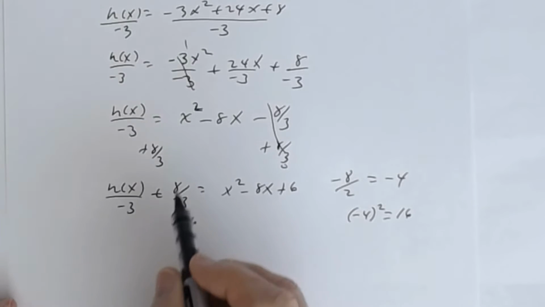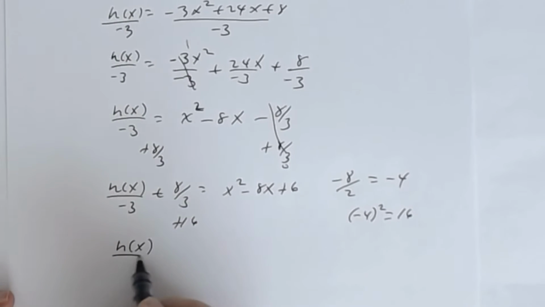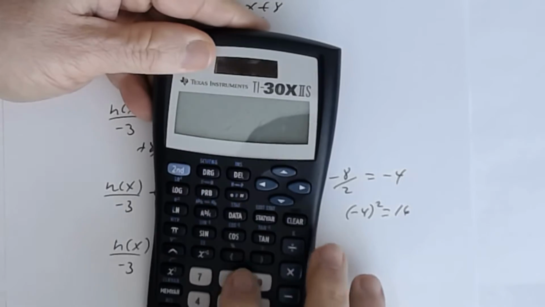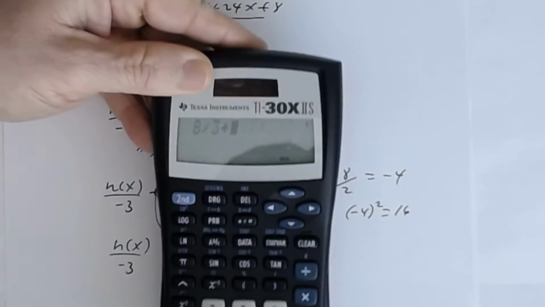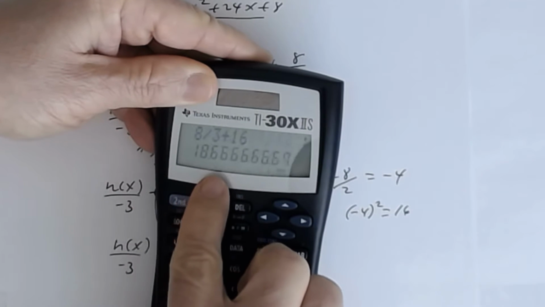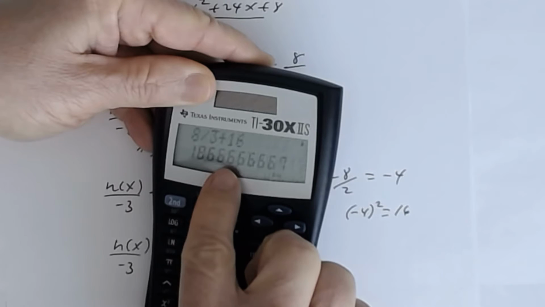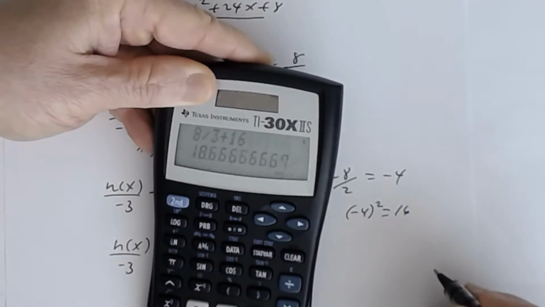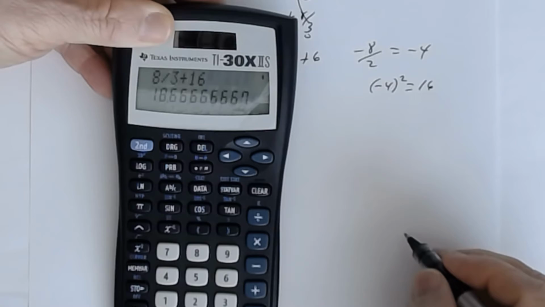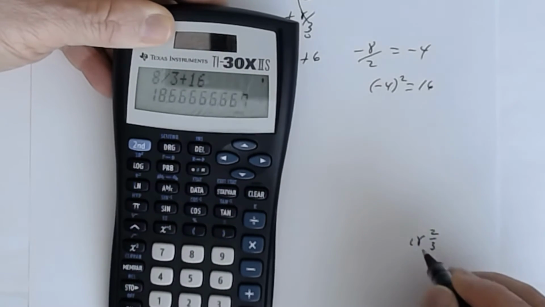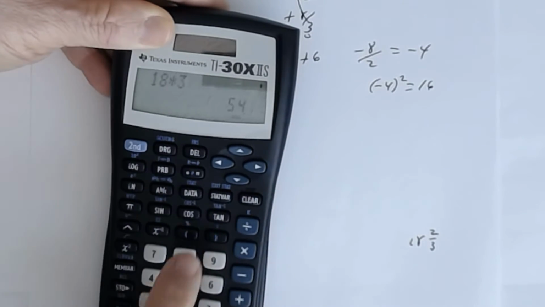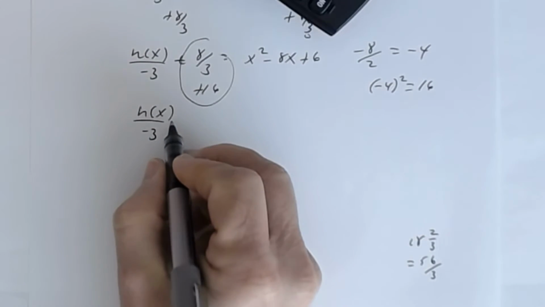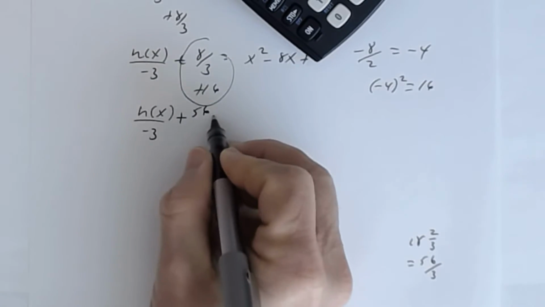Okay? Now, I get h of x divided by negative 3. Let's go ahead and combine these using a calculator. So I get 8/3, so 8 divided by 3, plus 16 equals this. All of you know that this decimal part, 0.666 repeating, is 2/3. So this is 18 and 2/3. Just to show you, that is 18 and 2/3. So 3 times 18, if you can't do it in your head, then you just do that. Just be careful. That's 54, and then 54 plus 2 is 56. So this is 56/3. So this is h of x divided by negative 3 plus 56/3.